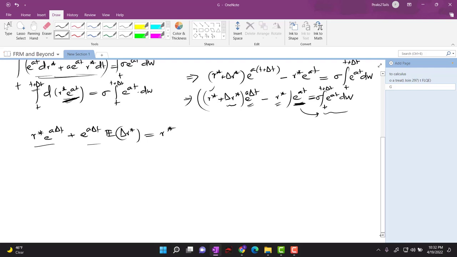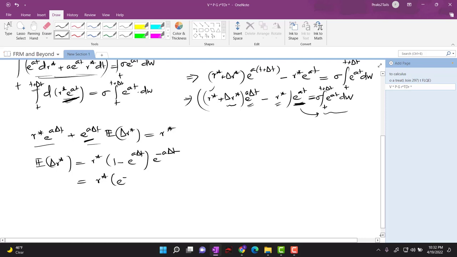So just rearranging, we get expectation of delta r star is equal to r star times 1 minus e to the power a delta t. Then this will go to the right hand side as e to the power minus a delta t. So here we get r star times e to the power minus a delta t minus 1. Okay. And this is equal to m times r star, where m is equal to e to the power minus a delta t minus 1.